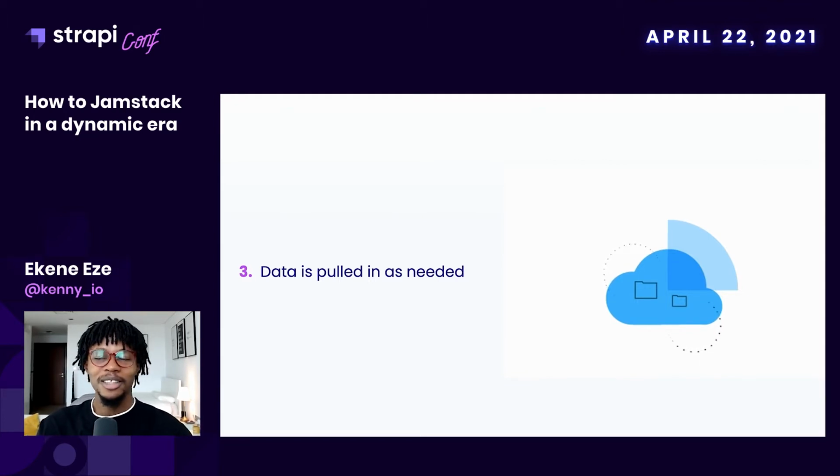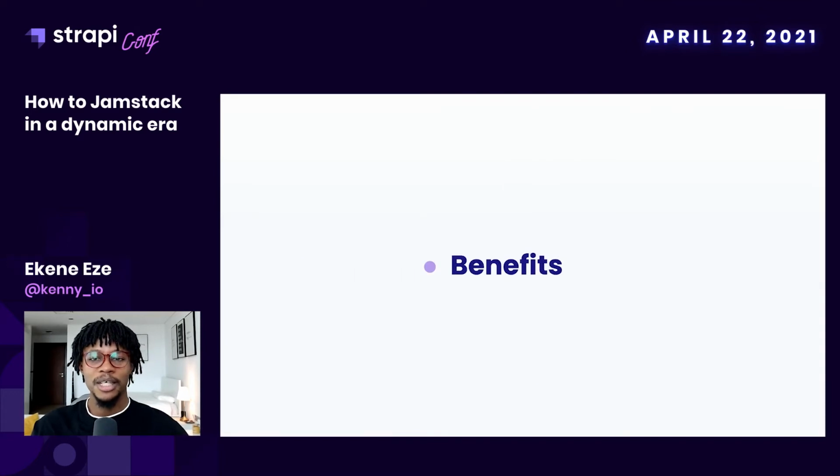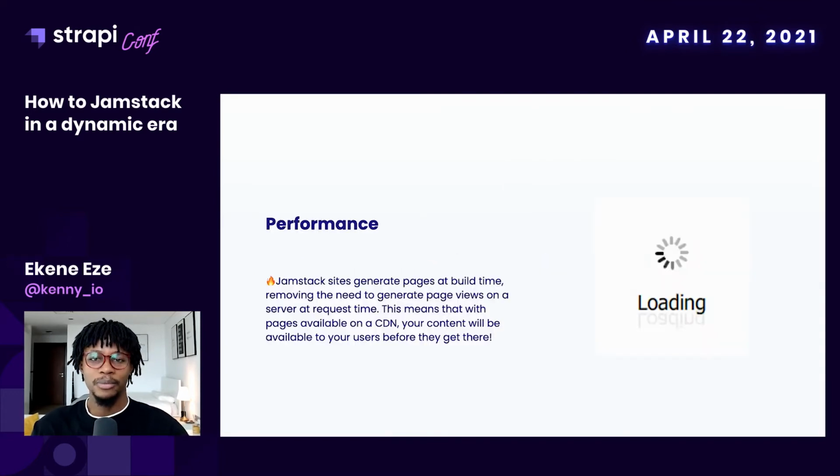But let's look at the benefits, right? We've been talking about the JAMstack. What does it bring to the table? The first is performance, right? If you notice, page loading speed has a great impact on user experience and on the conversion rate of your site. So when you're working with the JAMstack, you don't generate page views on the server at request time, but instead you generate pages at build time.